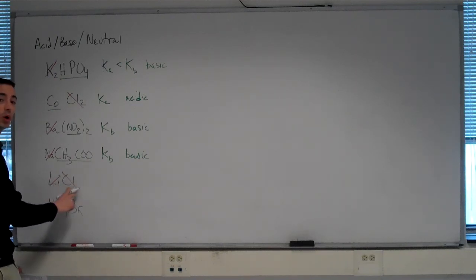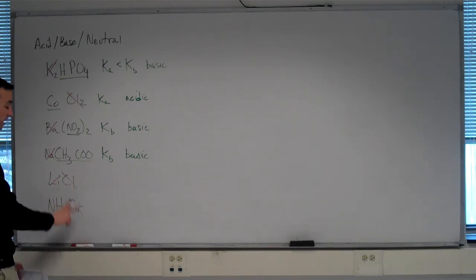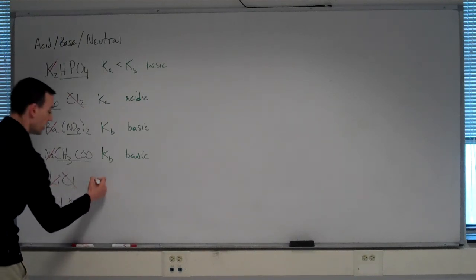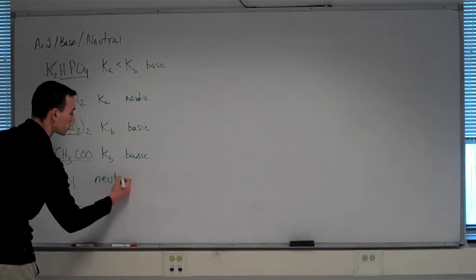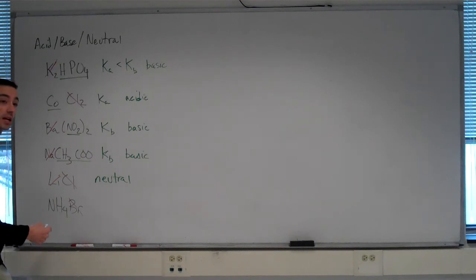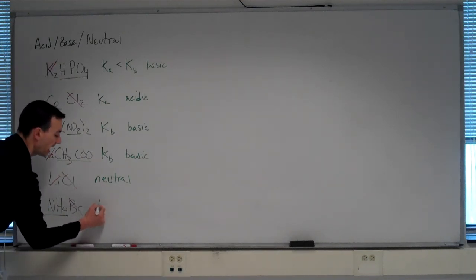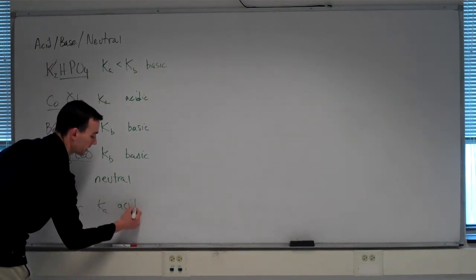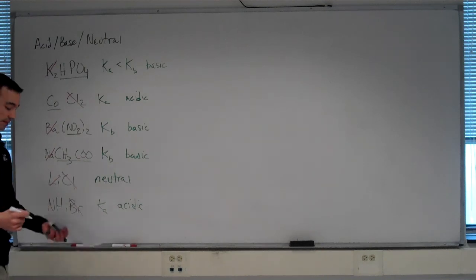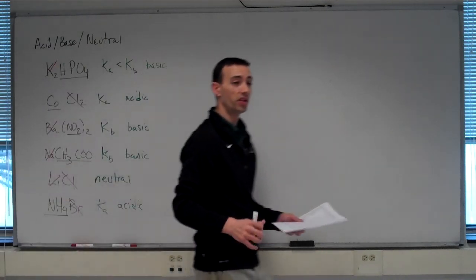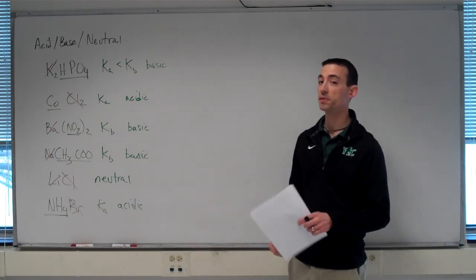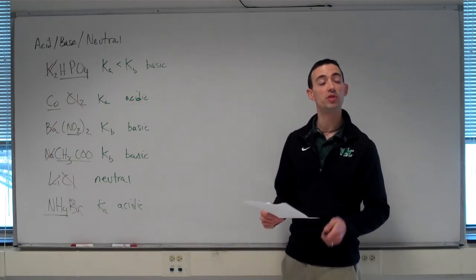We've eliminated both ions of lithium chloride, lithium because it was a group 1 cation and chlorine because it's a halogen, so this will be a neutral salt, lithium chloride. And then NH4Br would have a Ka for the NH4+ ion, meaning it will be an acidic salt. Okay? Now each of these, each that has an acidic or basic nature, could be used in an equilibrium problem as well.